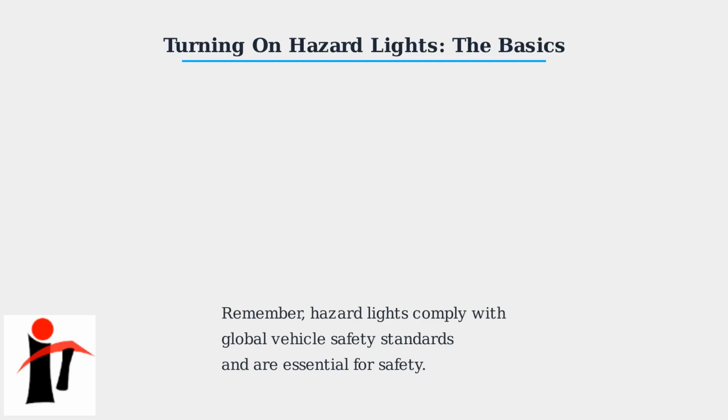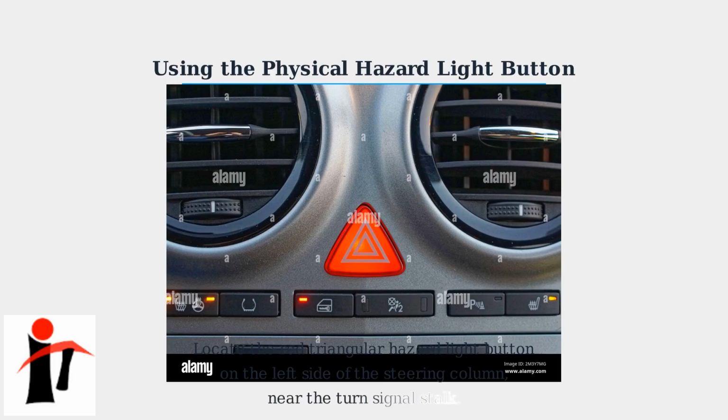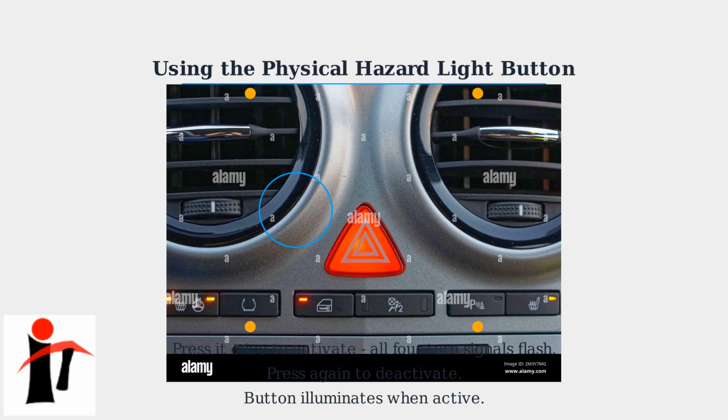Remember, hazard lights comply with global vehicle safety standards and are essential for safety. The most straightforward method is the physical button. Locate the red triangular hazard light button on the left side of the steering column near the turn signal stalk. Press it once to activate the hazard lights, and all four turn signals will flash simultaneously. Press the same button again to deactivate them. When active, the button itself will illuminate to indicate the hazard lights are on.